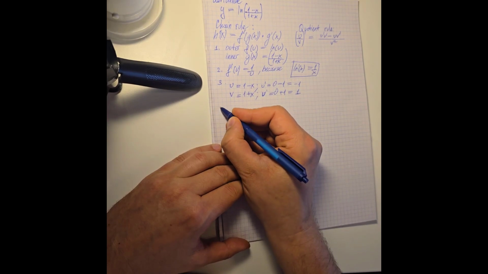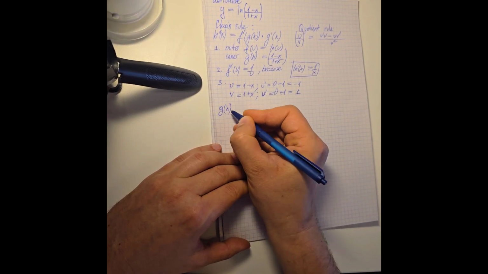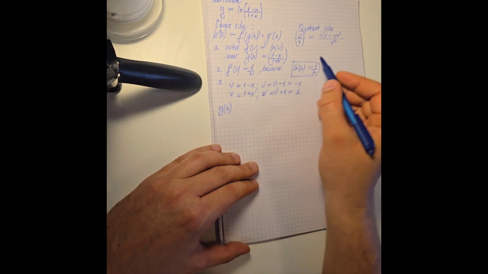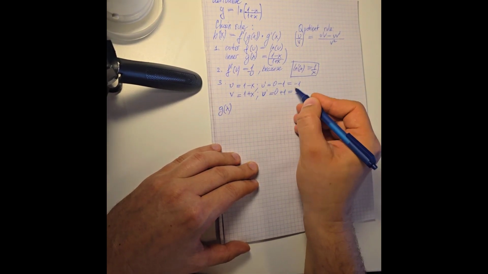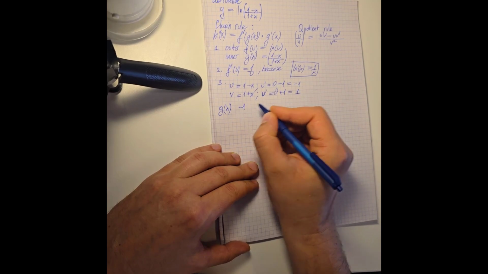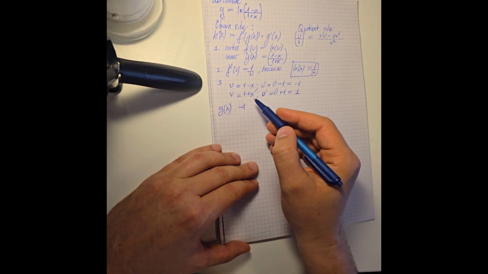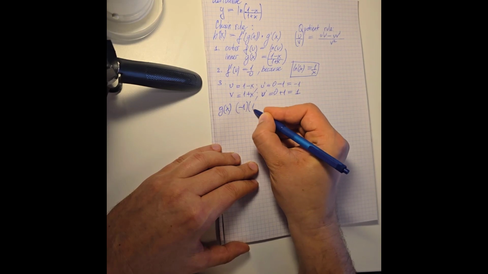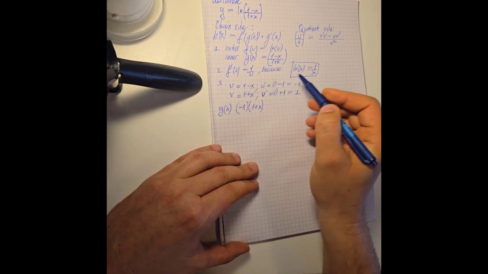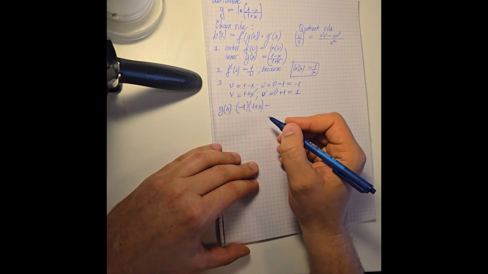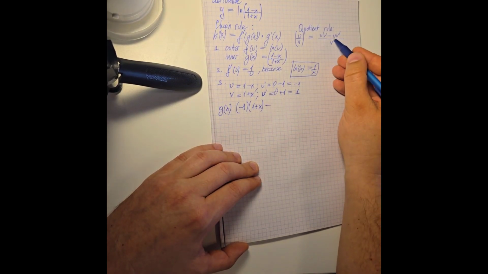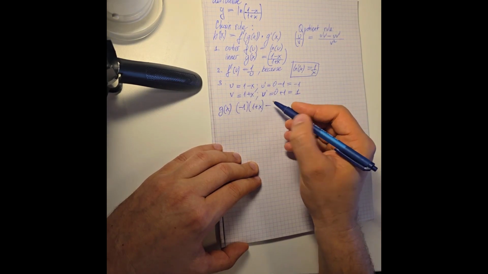So g of x, this is what we are looking for. G of x is equal to, first derivative of u is minus 1, and then we take v. V is 1 plus x. Okay, then we get a minus. And then we get the next thing, u. So we copy the u as it is, 1 minus x.